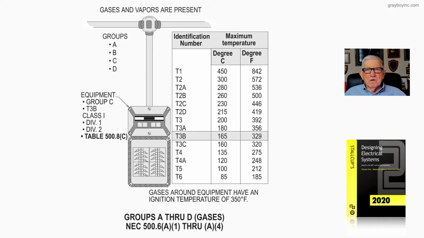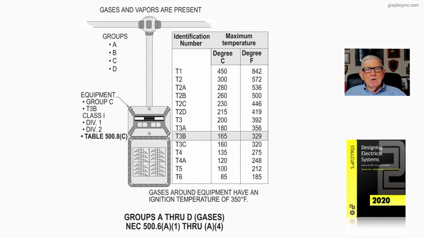Now let's look at figure 21-6, and we're dealing with gases and vapors that are present. So we're going to go over table 4.4.2 in NFPA 497, and we'll get the group based upon the type of gas that we're dealing with here, and those gases are listed in table 4.4.2 of NFPA 497. Now this equipment is a group C. We've determined from table 4.4.2 that we're group C.